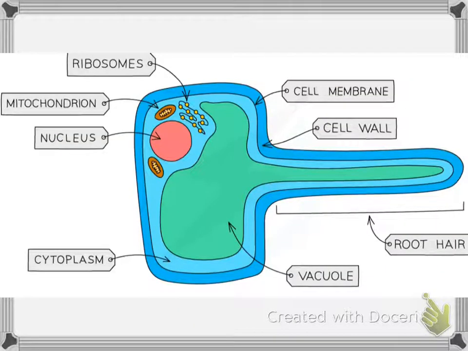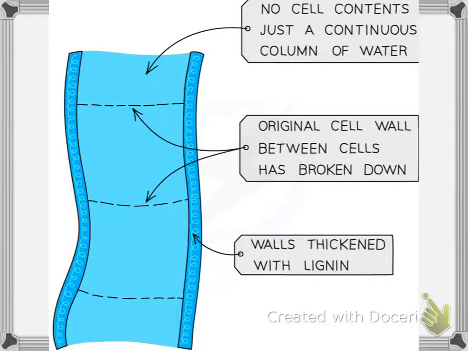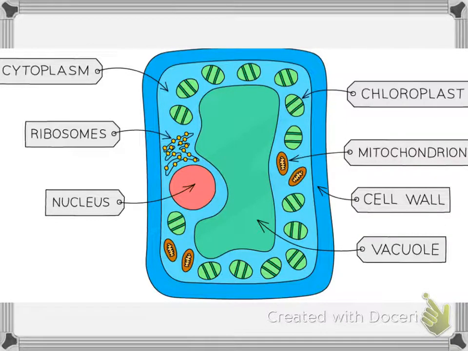This is a root hair cell. So these are the ribosomes, the mitochondrion, nucleus, cytoplasm, the cell wall, the cell membrane. This whole part is the root hair, and this is the vacuole. This is the structure of a xylem. This part no cell contains, and there is just a continuous column of water. This is the original cell wall between the cells which have broken down, and this is the walls which are thickened with lignin.